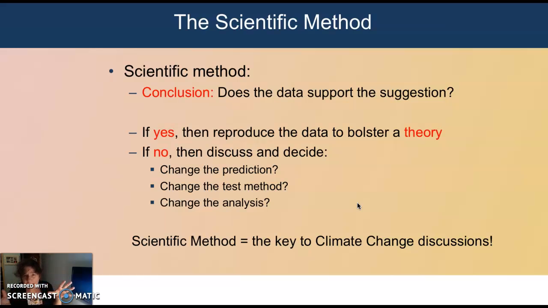If no, and most of the time it is no, then you have to think, okay, do I need to change my hypothesis? Or do I need to change my method? Or do I need to change my instrumentation? Or do I need to change my analysis? What do I need to do to find evidence that supports the theories and laws that led to my prediction? And that can take time.